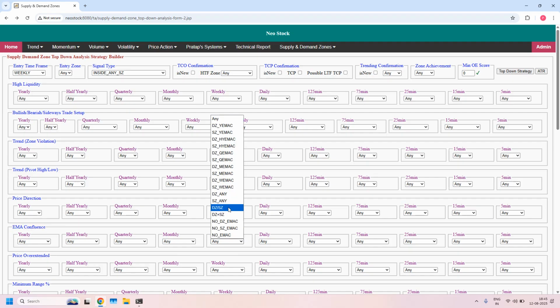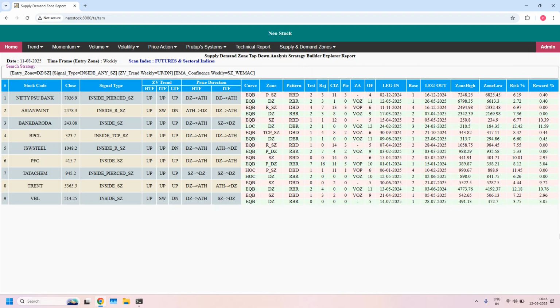I'm checking weekly supply zone with weekly EMA confluence. At the same time, trend on the weekly should not be sideways. It can be up or down. With these filters, we got 9 stocks. These 9 weekly supply zones are having weekly EMA confluence, and also current price closed inside those weekly supply zones. So this is about weekly time frame.